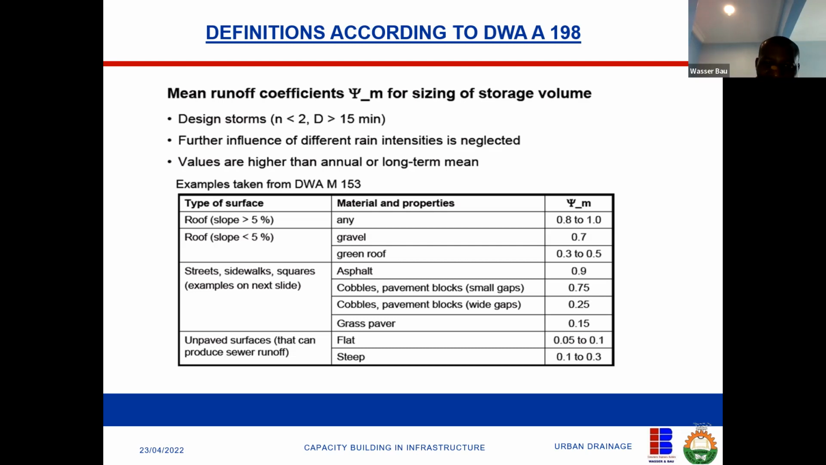So, you see, the values are higher than the annual mean. That's by the way. Now, another factor that influences your mean runoff coefficient, or your C, is the slope, and the type of material. You can see here, asphalt. Asphalt has a mean runoff coefficient of 0.9. It means that if water falls on asphalt, 90% of it will flow into the drain, while only 10% will escape. Gravel is 0.7.